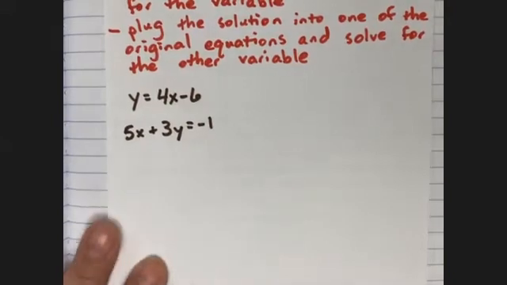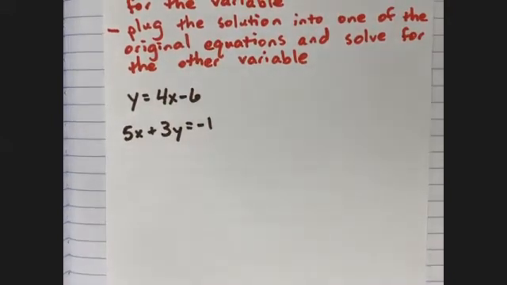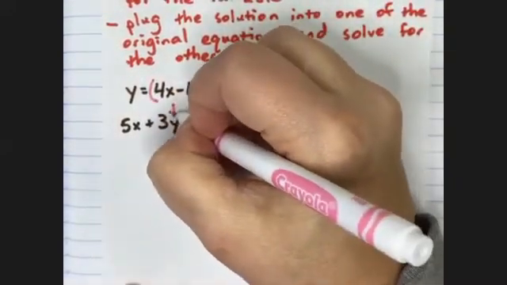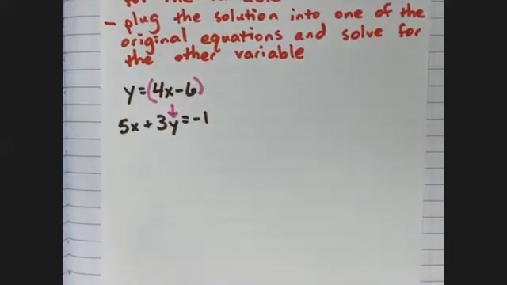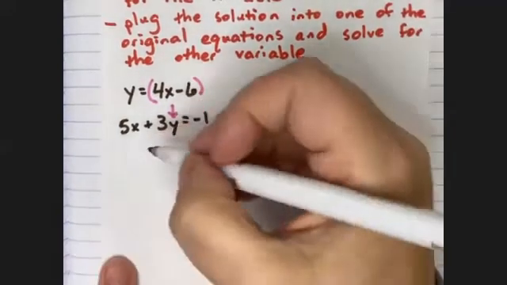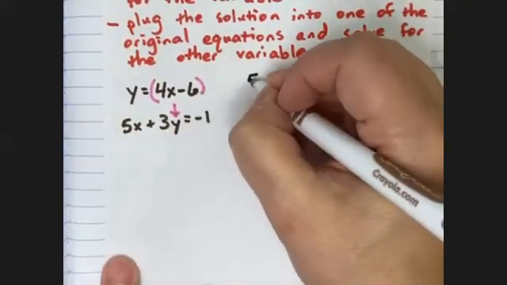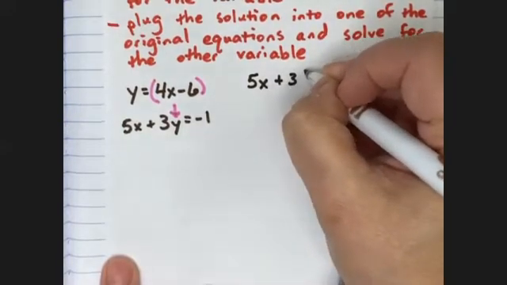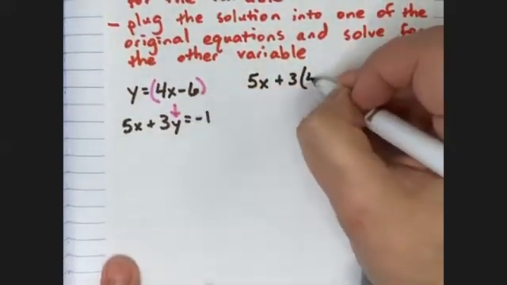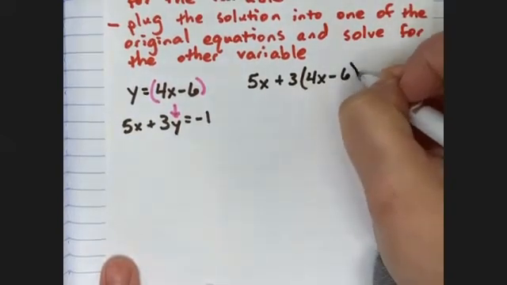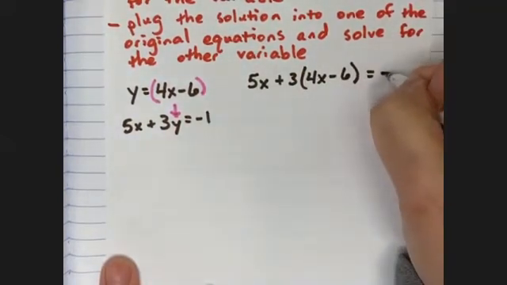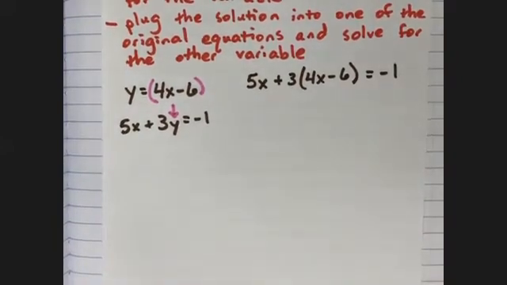So what I'm going to do is take this entire thing and plug it in right there for where y is. So I'm going to rewrite this equation, but instead of a y, I'm putting that in. So it's going to be 5x plus 3, and then in parentheses what y equals, which is 4x minus 6, equals -1.